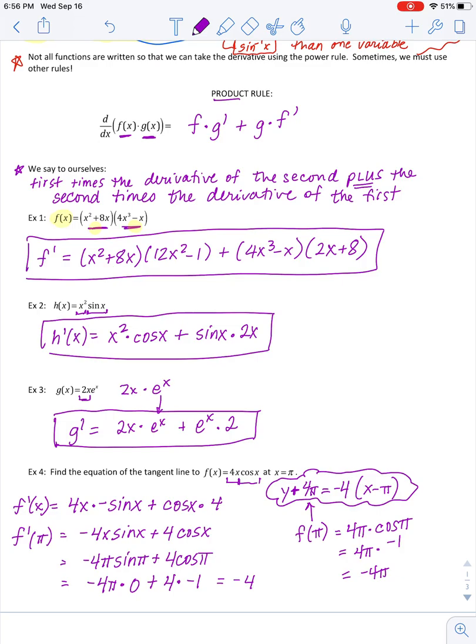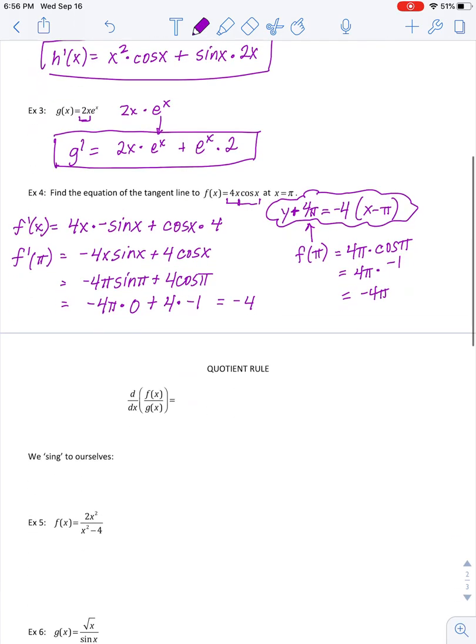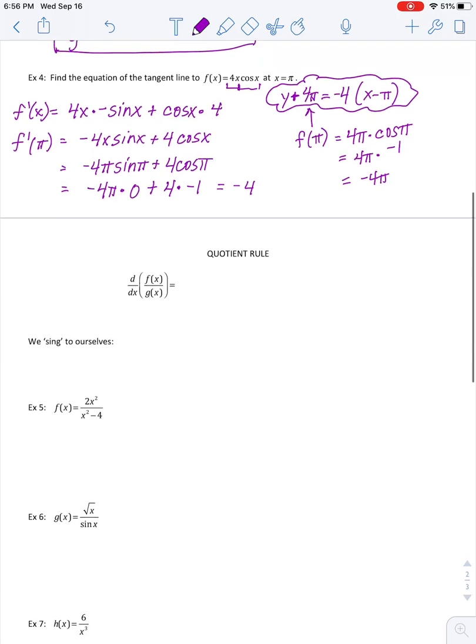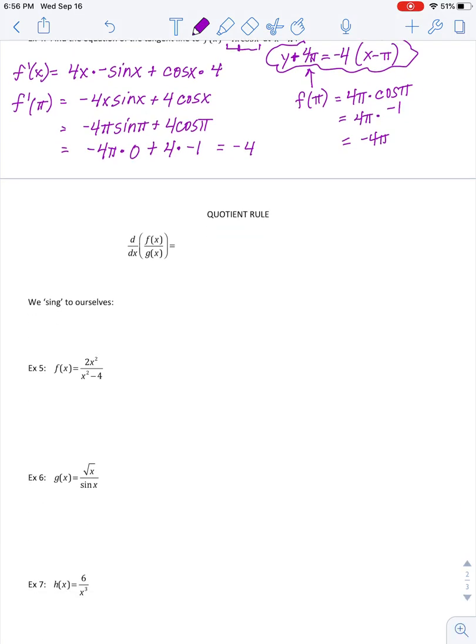Now, we wouldn't have a product rule if there weren't a quotient rule. This is how we take the derivative of rational functions. If you look at example 5, that's a quotient. These are rational functions that we dealt with a lot when we looked at limits. The quotient rule does have a little rhyme with it, and it is a little bit more involved than the product rule.